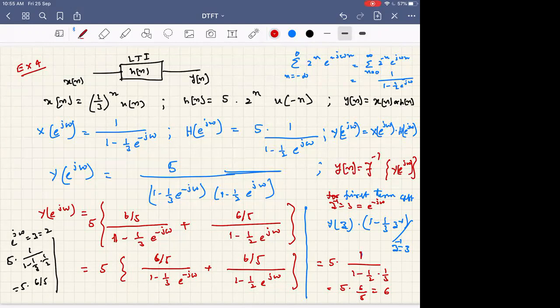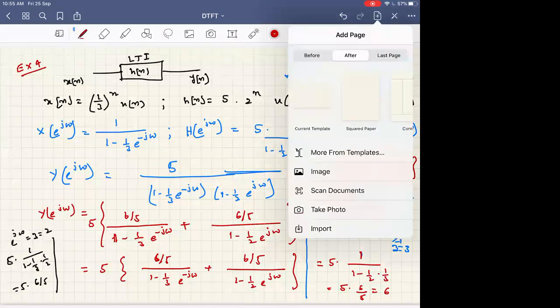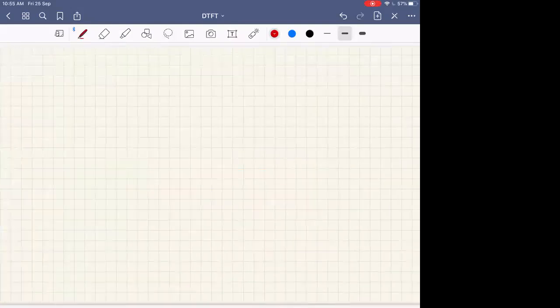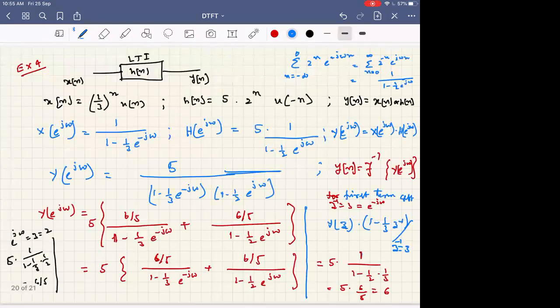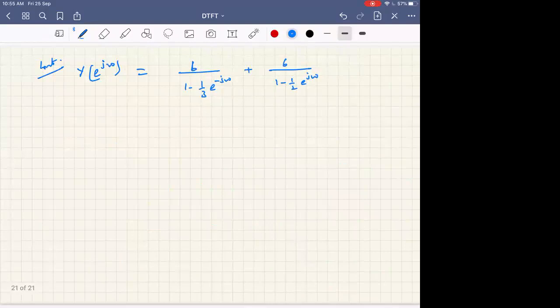We can simplify and write on the next page. So you remember, and just now tell me. So Y of e power j omega, continuation, is equal to 6 by 1 minus 1 by 3 e power minus j omega plus 6 by 1 minus 1 by 2 e power j omega. Is this correct, whatever I have written? Yes, sir.